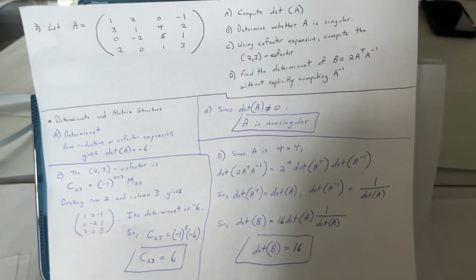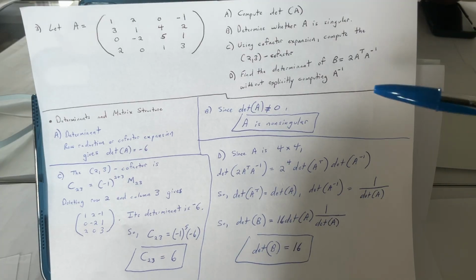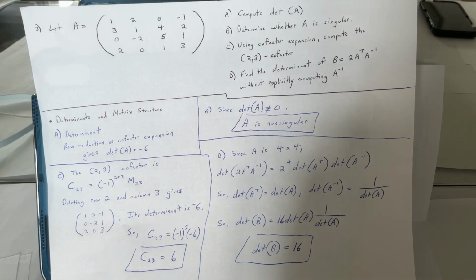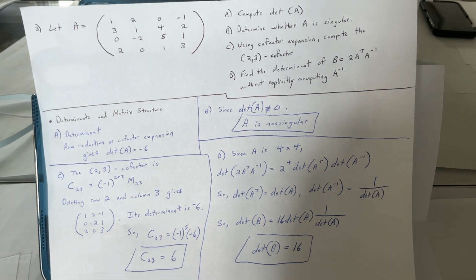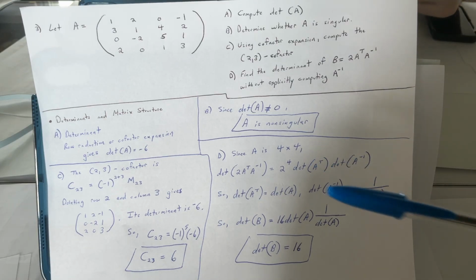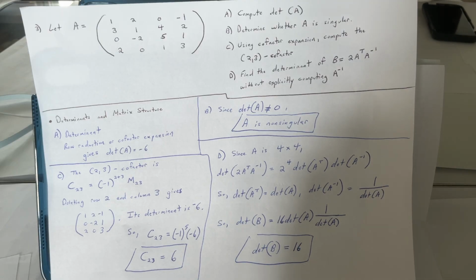B equals (2A transpose) inverse A, without explicitly computing the inverse of A. Okay, so this is an interesting one. Since A here is 4 by 4, the determinant of (2A transpose) inverse A equals 2 to the 4th times the determinant of A transpose times the determinant of A inverse.